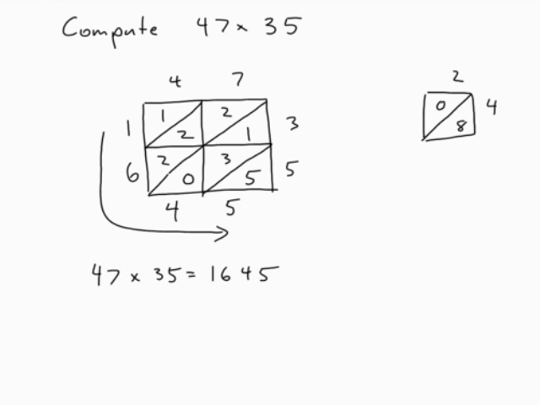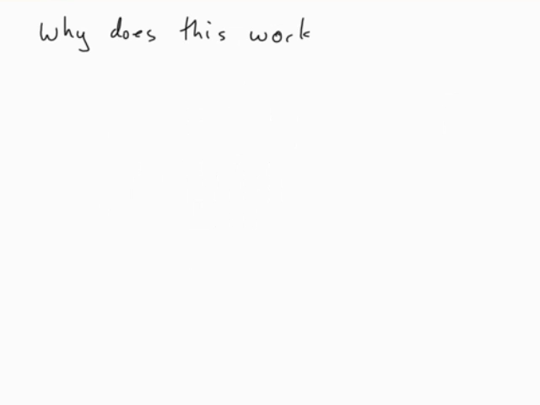If one of the diagonals happened to add up to 10 or more, you would carry a 1, just like addition in columns. So at this point, there are generally two questions. The first question is, why does it work? And the second question is, how does it relate back to the more well-known algorithm? So why does this work?